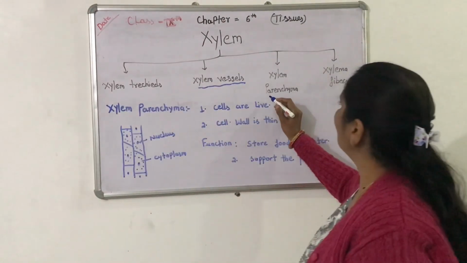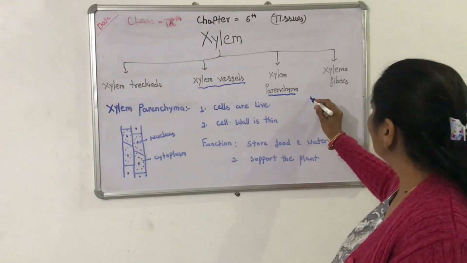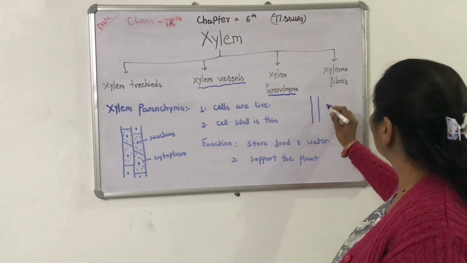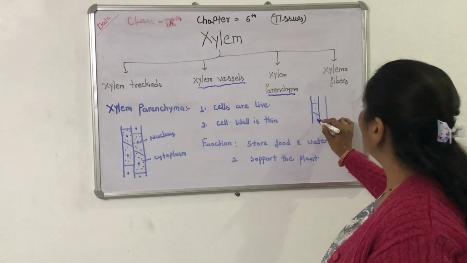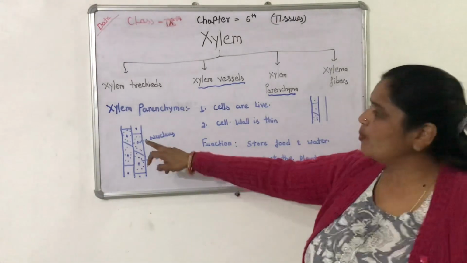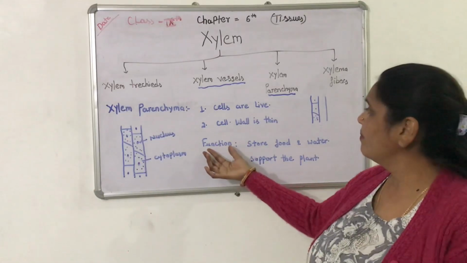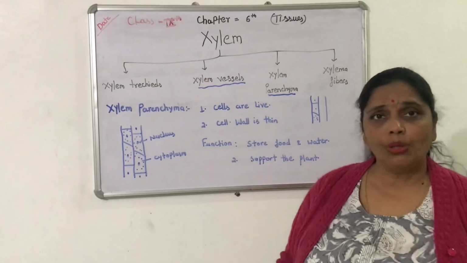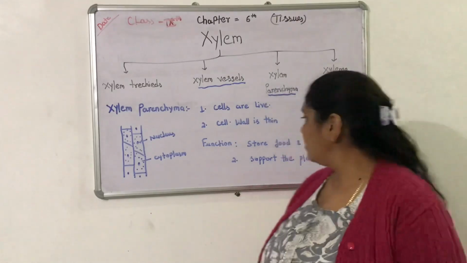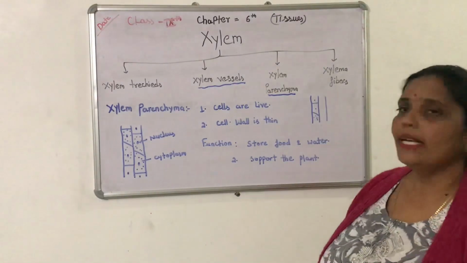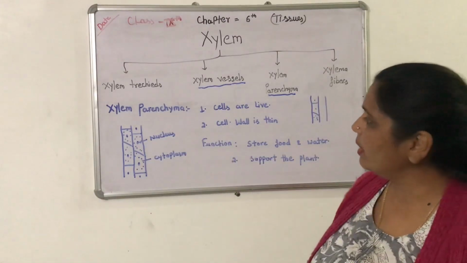Let's proceed to xylem parenchyma. Xylem parenchyma cells are elongated in shape. And the cytoplasm and nucleus are present in each and every cell. That is why they are live cells. Their cell wall is also thin. If I see the function, they store food and water for the plant, and they also support the plant. I hope you have understood the xylem parenchyma.